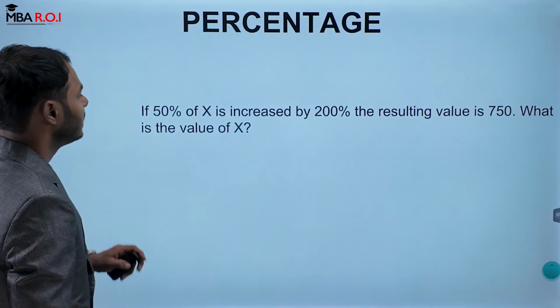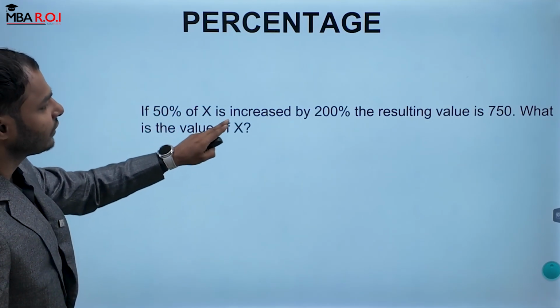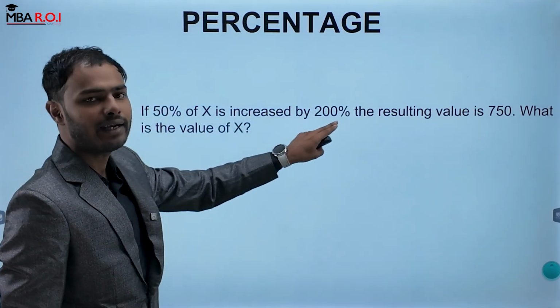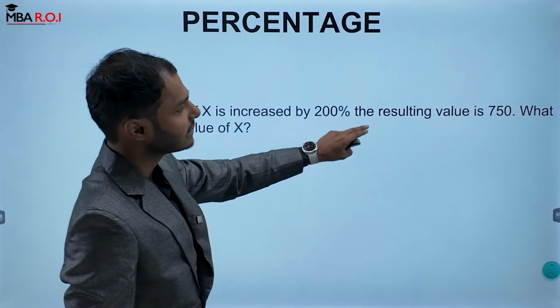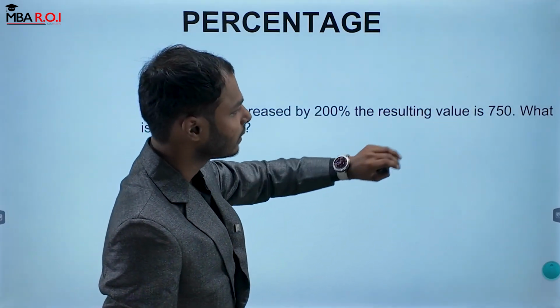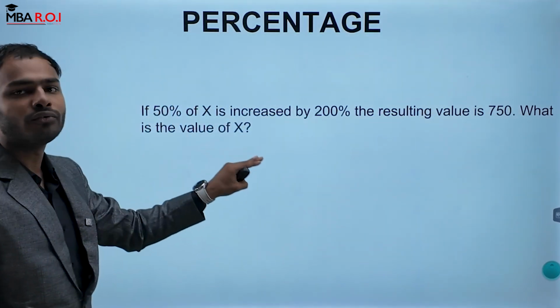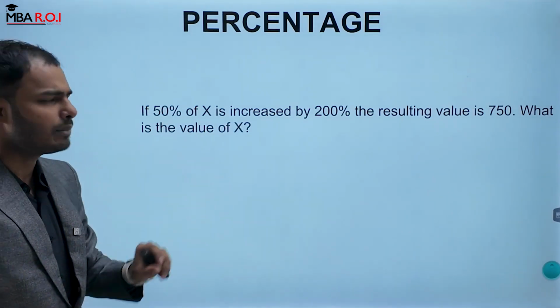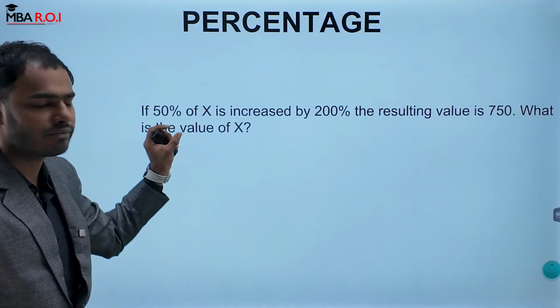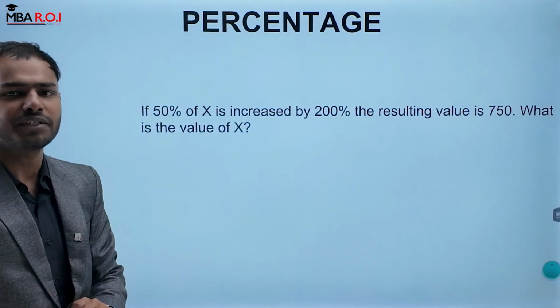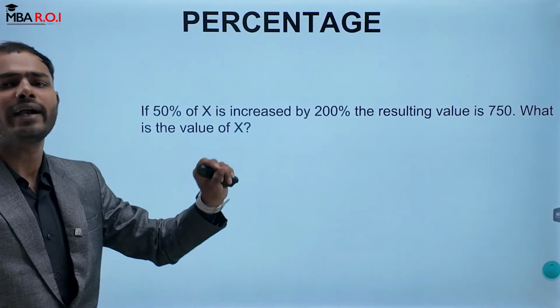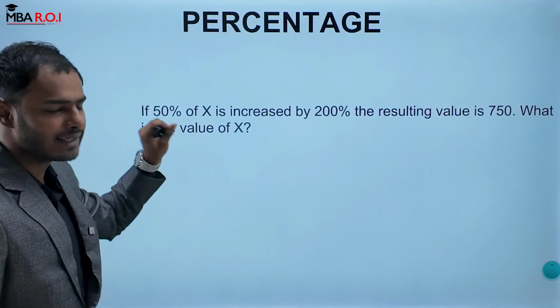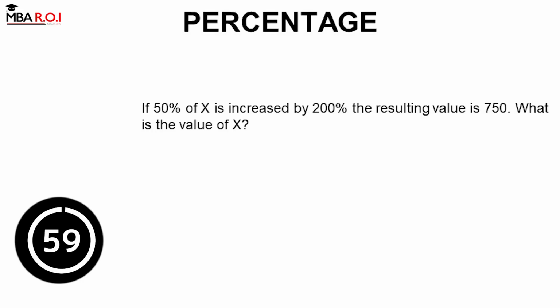The next question is: if 50% of x is increased by 200%, the resulting value is 750. What is the value of x? Again, it's the same type of question, a little bit tricky because of the wording and the data that we have. Again, try this question. For this question, you can take 1.5 minutes. Try this and let me know the answers.